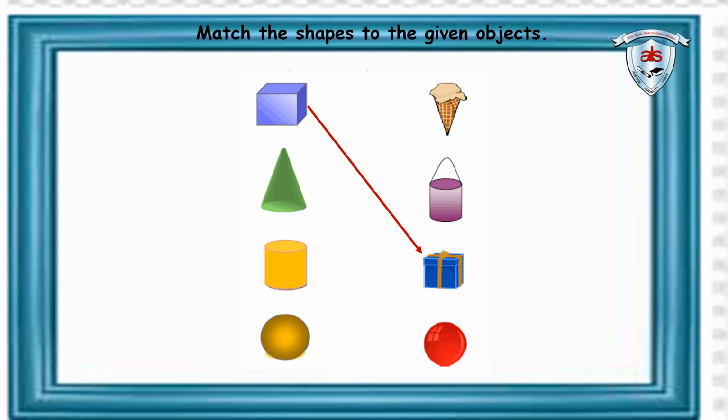Yes, you're right. And we have a cone here, and this cone shape matches with the ice cream cone. Yes, you're right. And here we have a cylinder. It's going to match a basket here, which is in the shape of the cylinder. Perfect. And the last we have a sphere. This sphere matches with the ball, the red ball. Yes, well done. Good job, children.